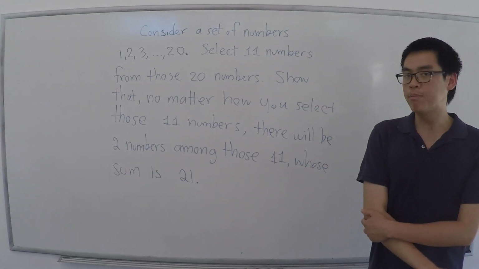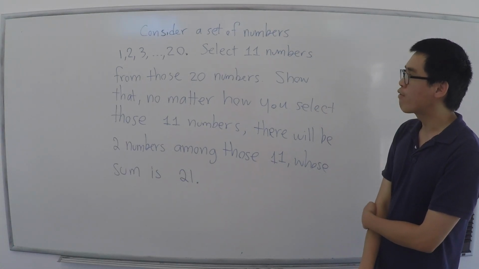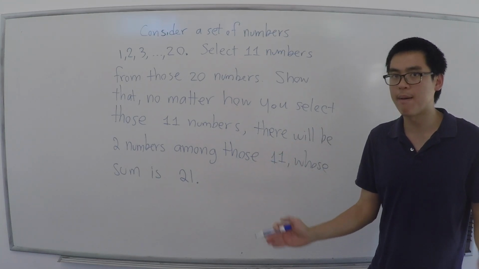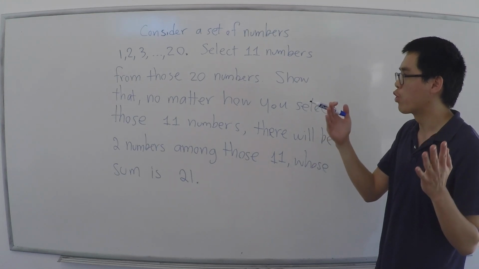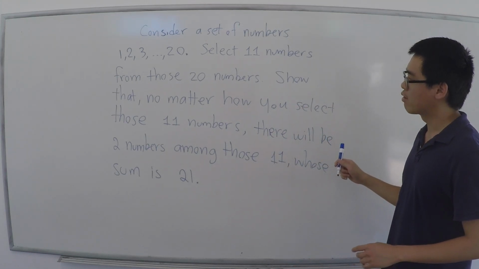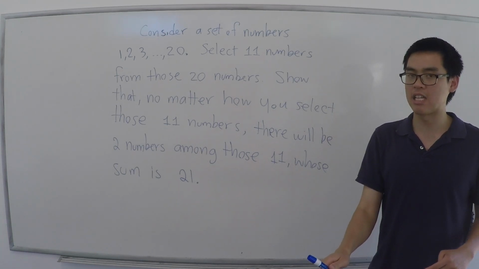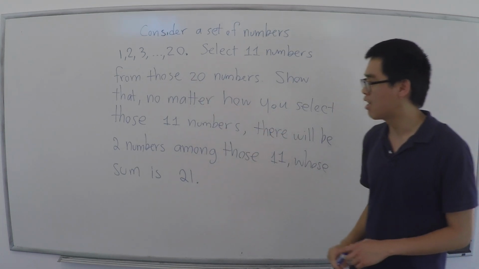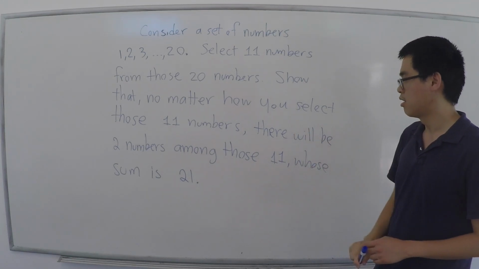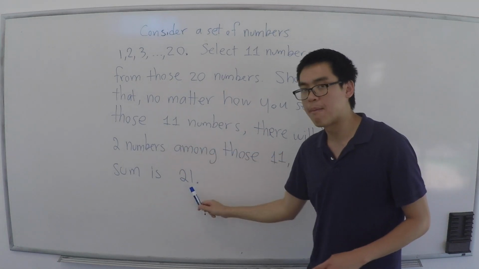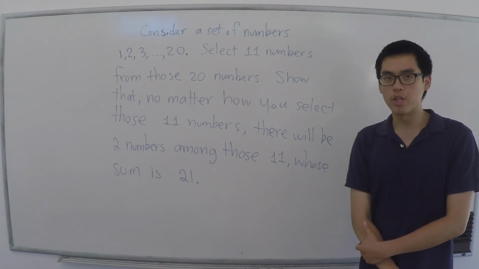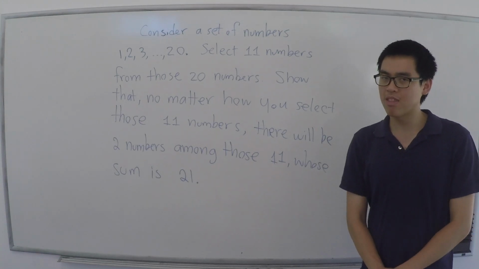Alright, so here's the problem. You have numbers from 1 to 20 and somebody comes in and selects 11 random numbers for you. You don't have control over those 11 numbers, but you want to show that no matter how that person selects 11 numbers among these 20, you can select 2 numbers out of these 11 so that the 2 numbers sum up to 21.